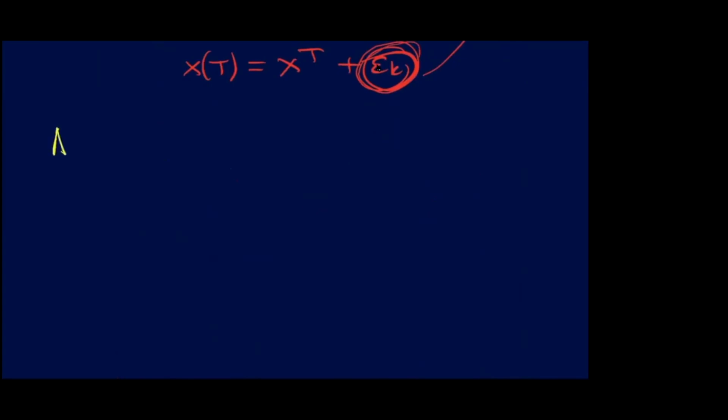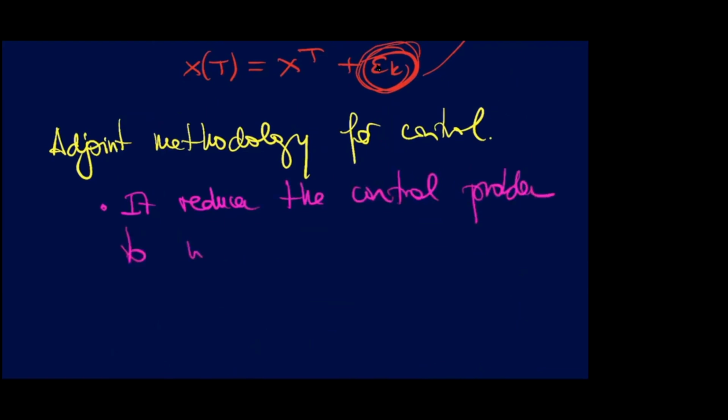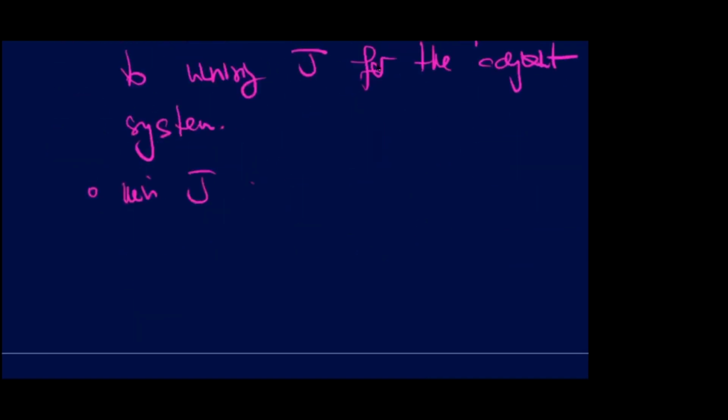So we have seen that the adjoint methodology for control has the following properties. It reduces the control problem to minimizing J for the adjoint system. As we have seen, the minimization of J can be handled by the direct method of the calculus of variation. So the theoretical existence of the minimizer can be handled by the most elementary methods in the calculus of variation, right?